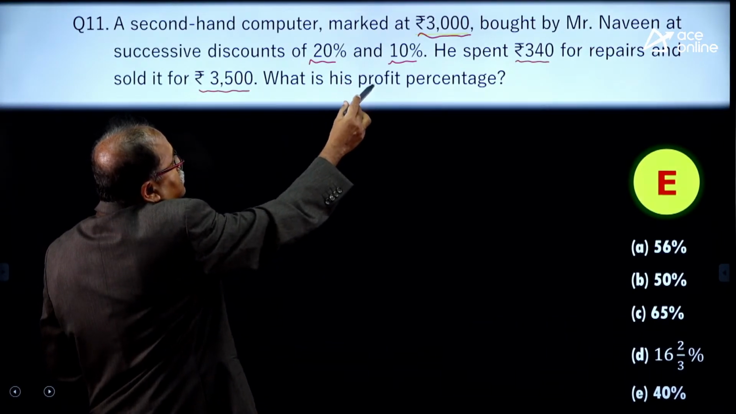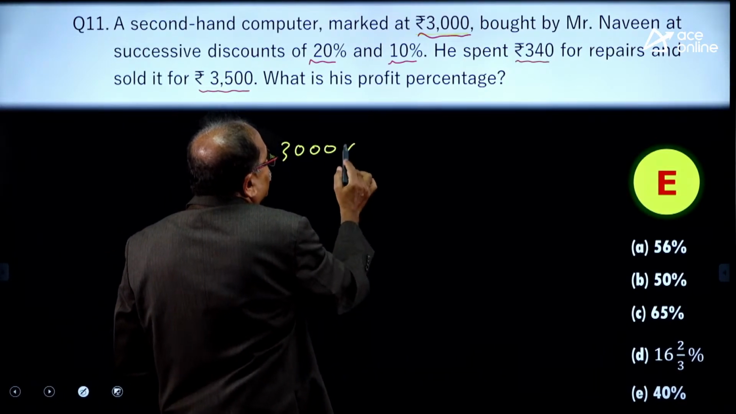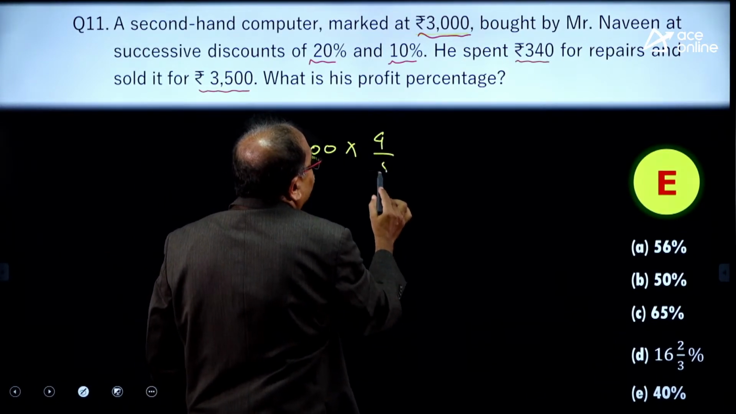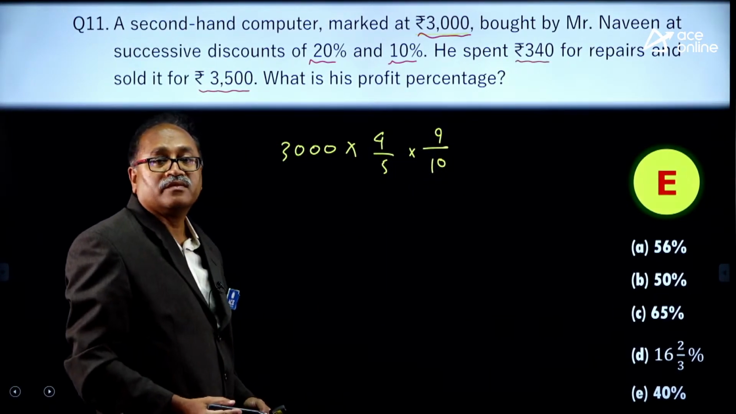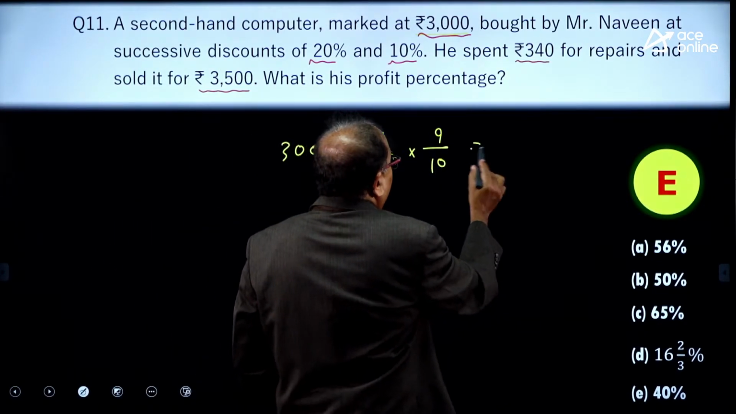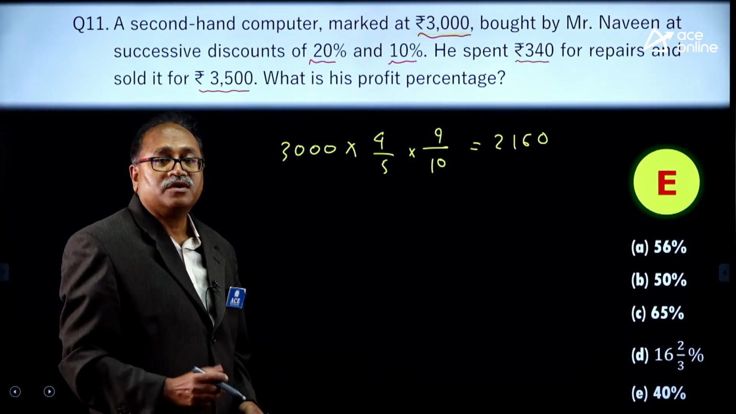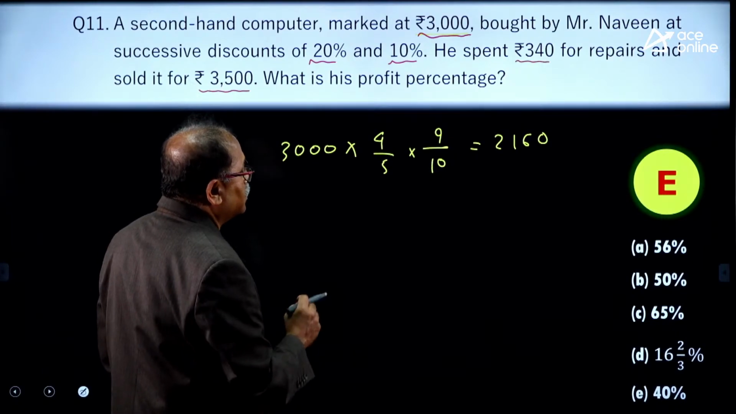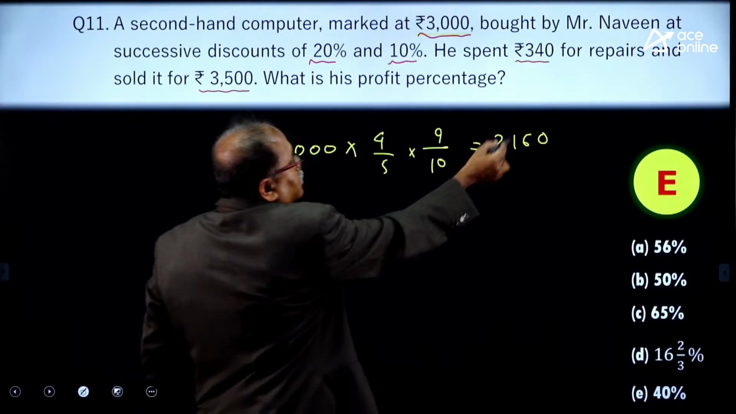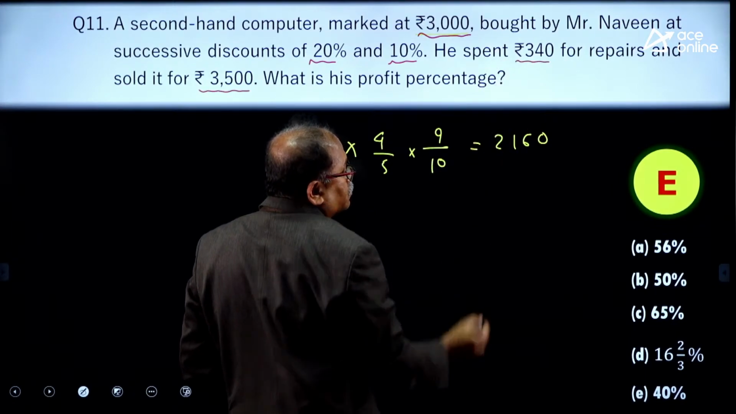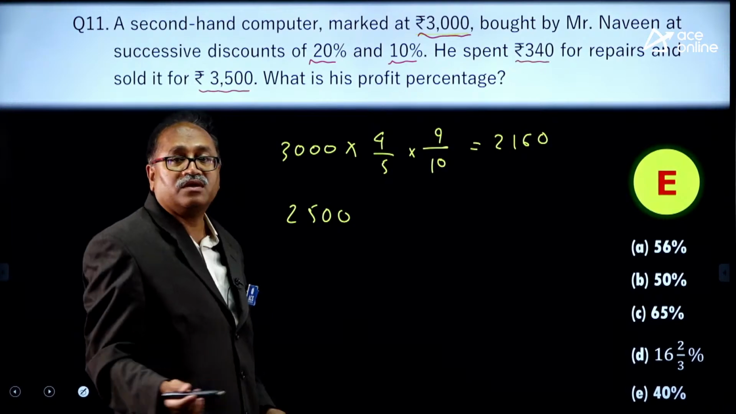So, here 3000 is the mark price, you know that 20% is decrease. So, that is 3000 into 80%, 4 by 5, into 10% decrease, that is 9 by 10. And finally, you are getting 2160, I can clearly see that. Done. 2160. He spent 340 on the repairs. If I add the 340, the cost price comes, which is 2500. His CP is 2500. Done.